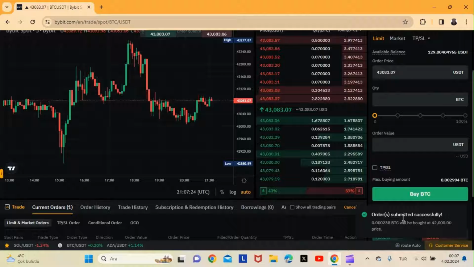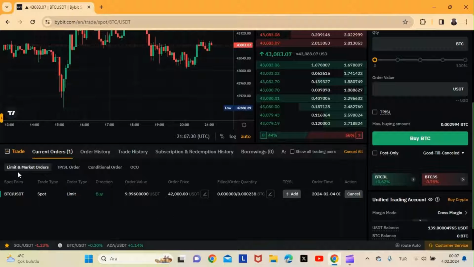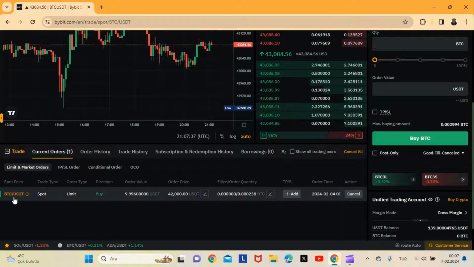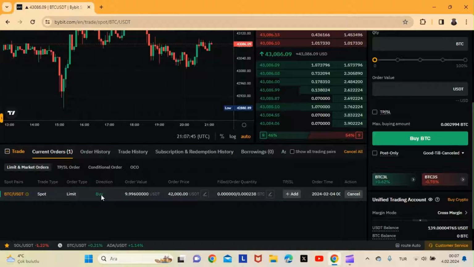So all I need to do now is press buy. Order submitted successfully. So now for you to see this order, you just scroll to the bottom. So now you are seeing limit order and market order. So this is the limit order. This is the spot pair, the pair BTC/USDT, and the trade type is spot. This is limit, and the direction is buy. If you want to sell, they are going to give you sell. This is 9.996, the amount that I want to buy, because you are paying fees.